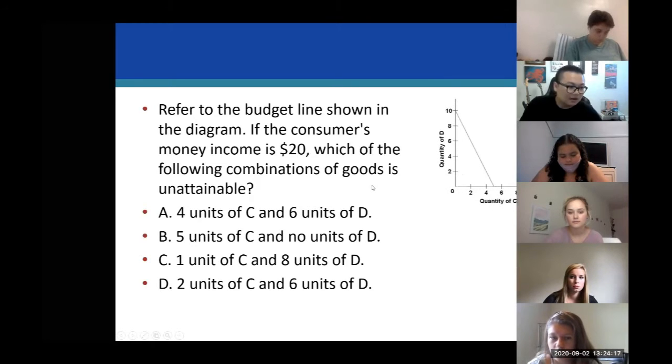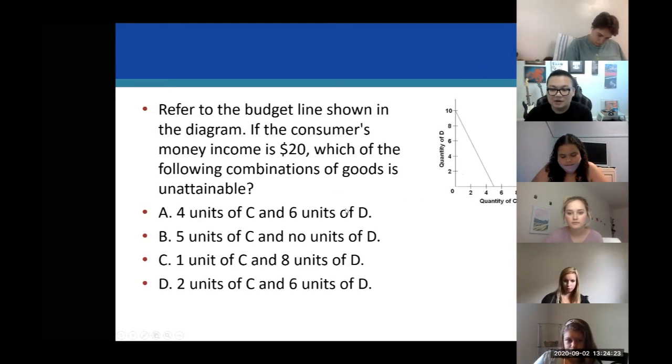And here. Refer to the budget line shown on the diagram. Again, the money income is $20. Which of the combinations is unattainable? So it asks you a very easy question: which dot is on the right side of the budget line?